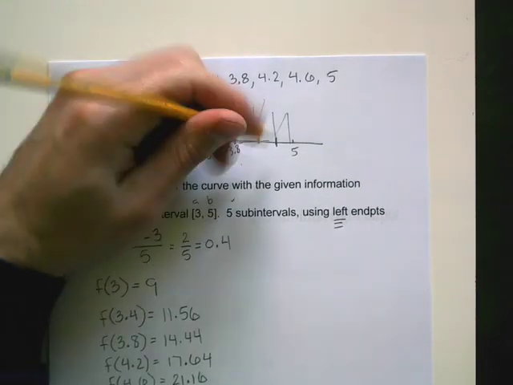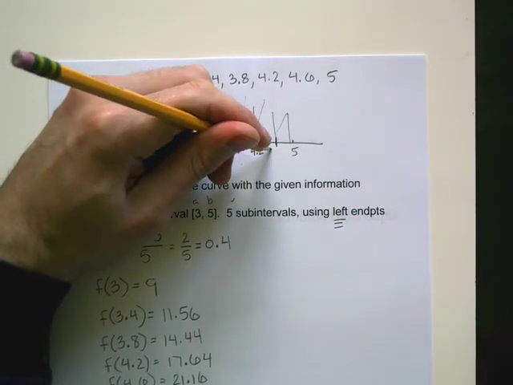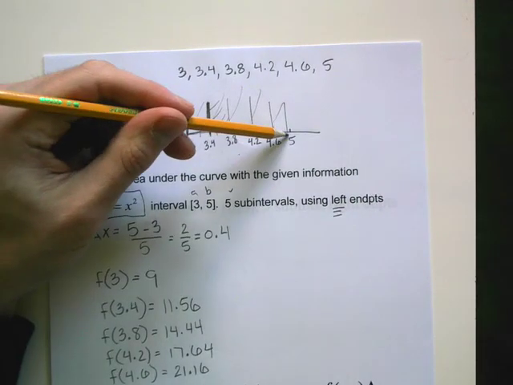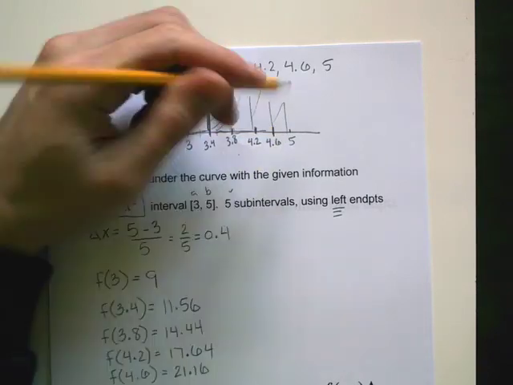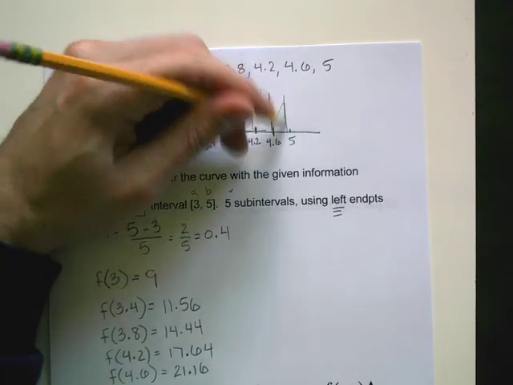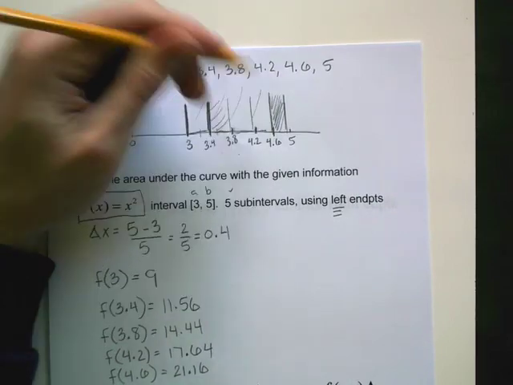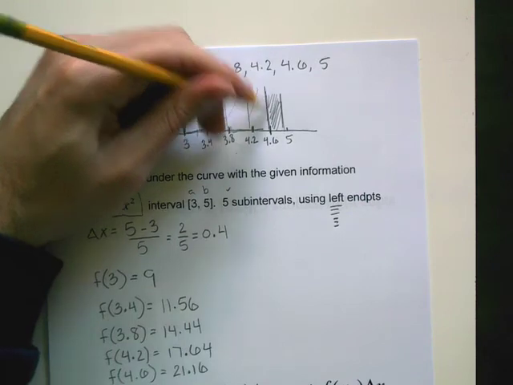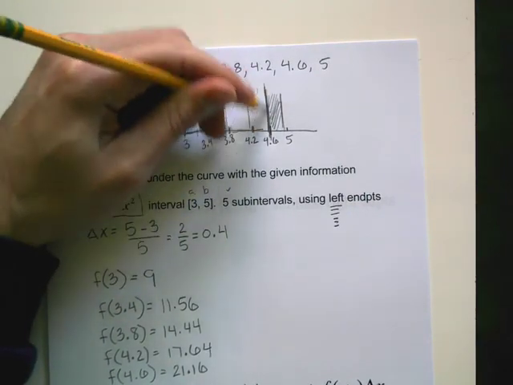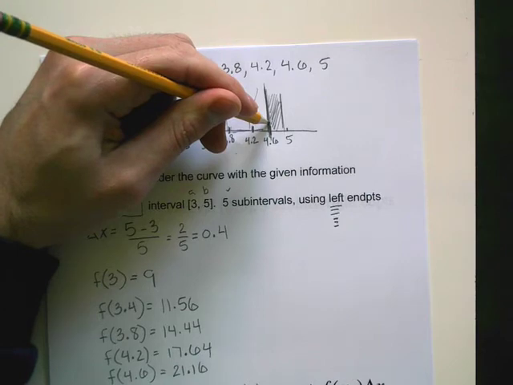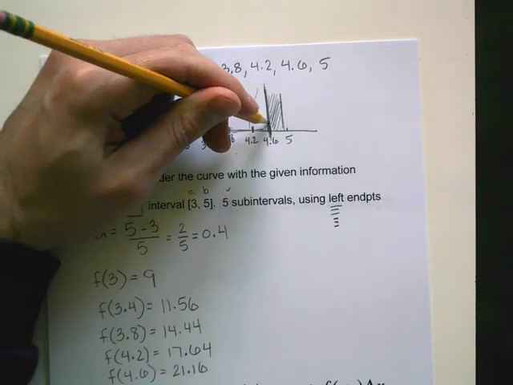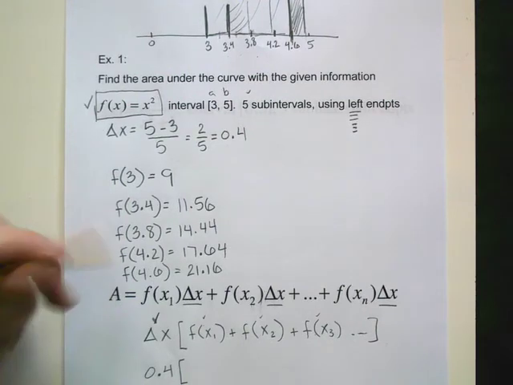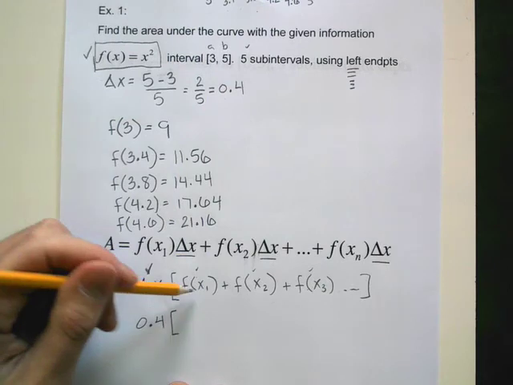Okay. Here's the key. This was 3.8, this was 4.2, this was 4.6. Why did I not do an f of 5? Well, it's because in this last rectangle, we are using left endpoints. So that means I used this endpoint right here. I don't want to use the right endpoint. I want to use the left endpoint, which is why I stopped at 4.6. That gives us all of our f of x's.